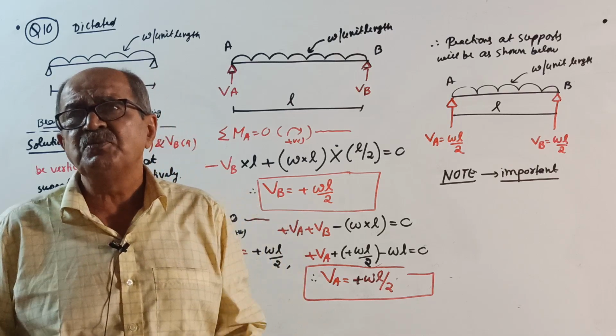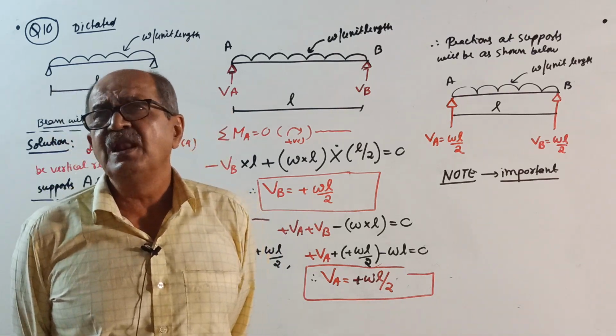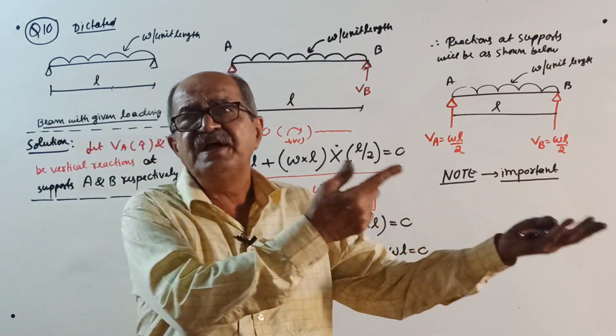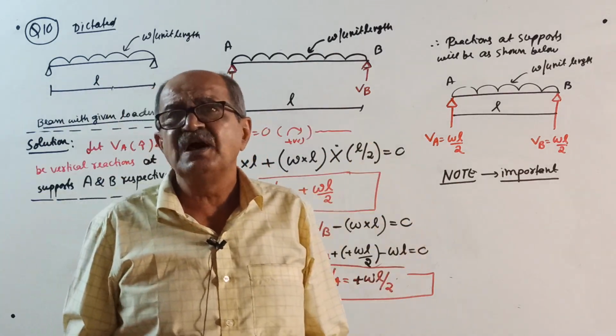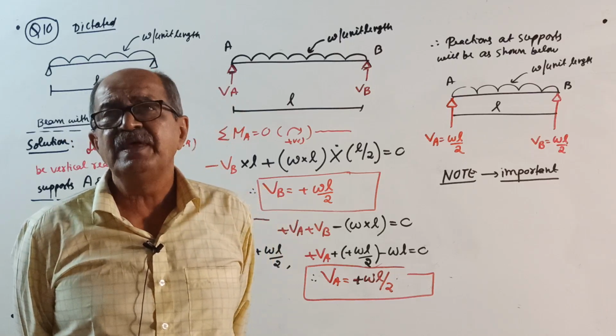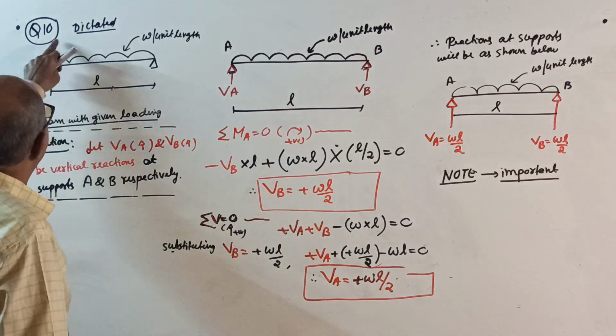Note, there are plenty of questions of two types: either full span UDL, or partial UDL on the left side, partial UDL on the right side, or partial UDL in the middle portion. So many questions are there, bookwork type and also numerical.